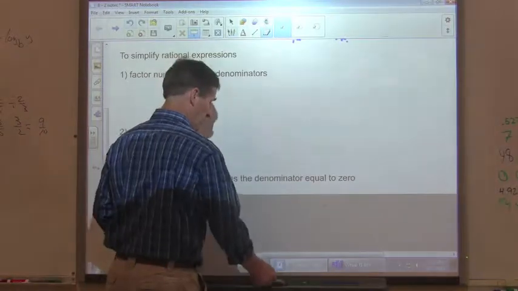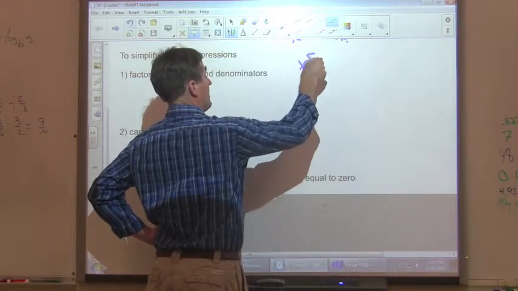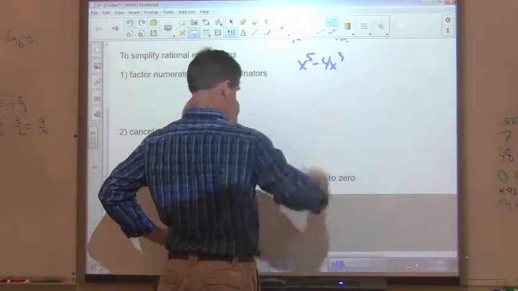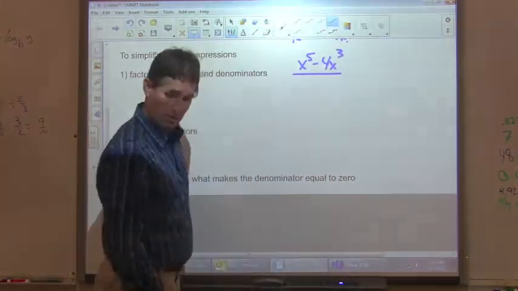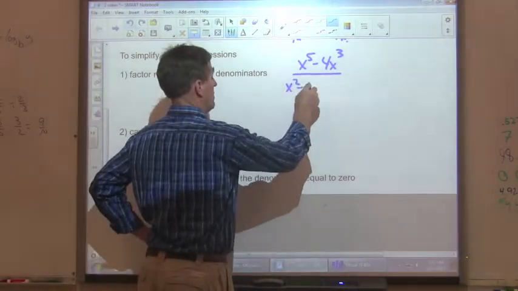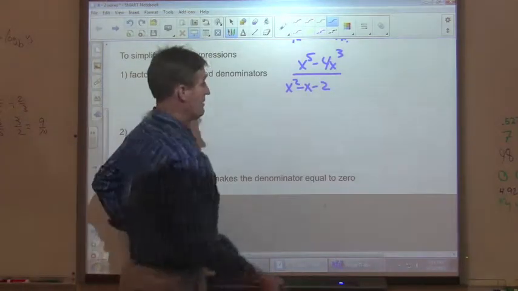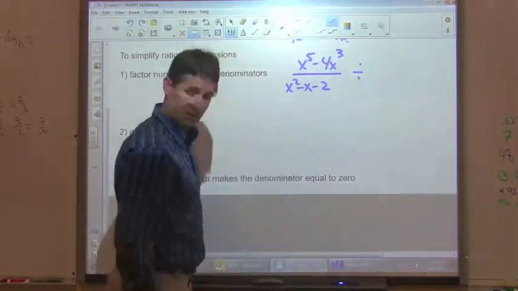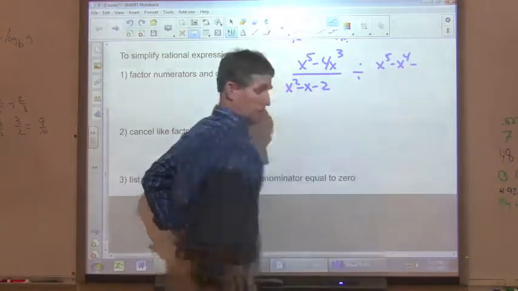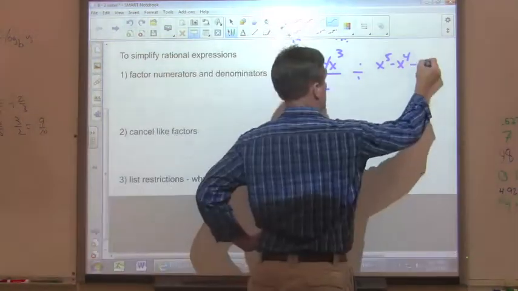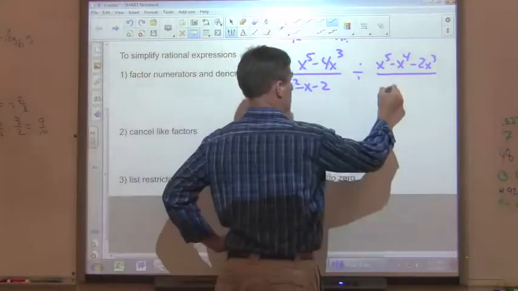Let's take a look at the division one. X to the 5th minus 4x to the 3rd over x squared minus x minus 2, and then divided by x to the 5th minus x to the 4th minus 2x to the 3rd over x squared minus 1.